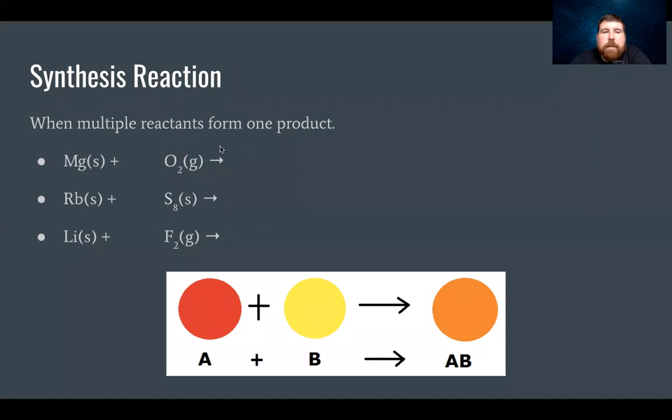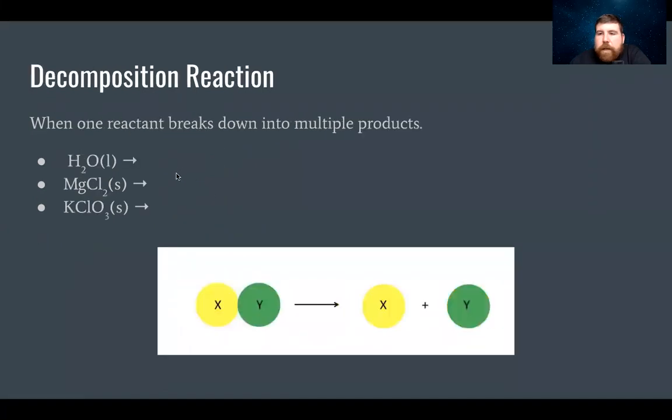On the flip side, we could have decomposition reactions. Decomposition reactions are kind of nice. These are going to be basically when we have one reactant and then the arrow. When that reactant is a compound with 2 elements, it will really just break up into those elements. So, for example, H2O will decompose into hydrogen and oxygen.